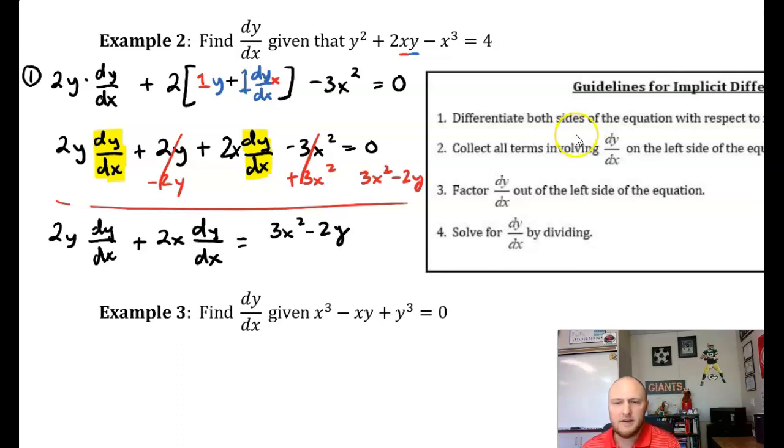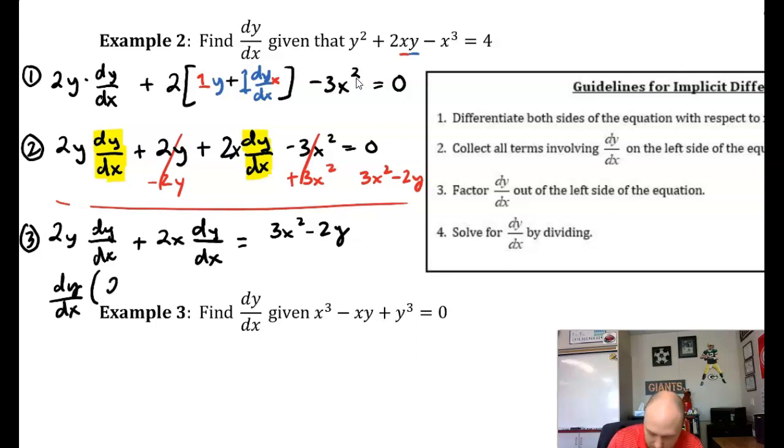And then now I am going to go ahead and factor out. So that was step 2, right? I moved everything over to the other side. Now step 3, I'm going to take out my dy dx, and we get dy dx times 2y plus 2x is equal to 3x squared minus 2y.